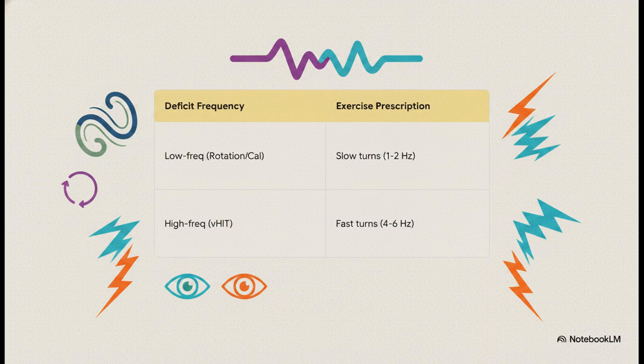If the rotational chair or calorics are showing a low frequency loss, you need to prescribe slower head turns, around 1 to 2 hertz for your VOR exercises. But if the V-hit shows a high frequency loss, you've got to prescribe fast head turns, around 4 to 6 hertz. What if they have an abnormal rotational chair, but a perfectly preserved V-hit? Well, then they need frequency-broadened training, where you prescribe both speeds. It's all about matching the exercise right to the deficit.